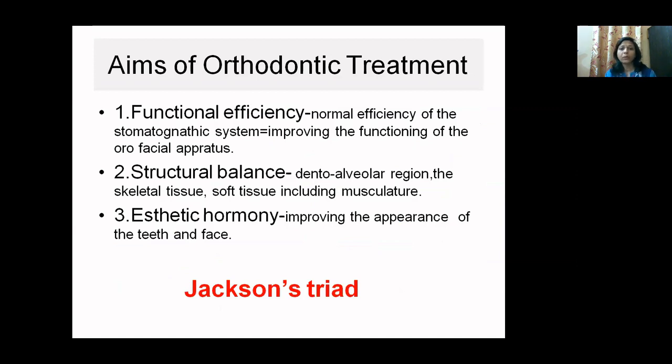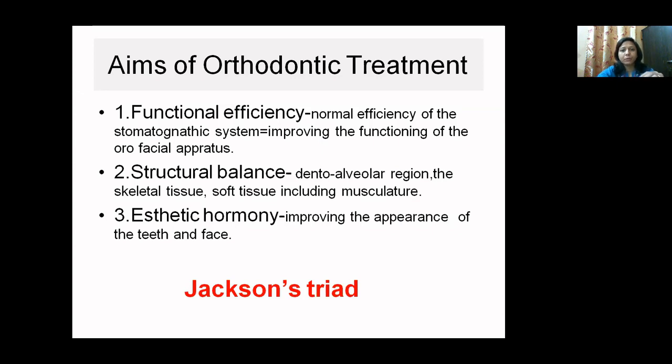What are the aims of orthodontic treatment? The treatment provided should not only satisfy the patient's aesthetic desires but also satisfy certain functional and physiologic requirements. It was Jackson who summarized the aims and objectives of orthodontic treatment, which is known as Jackson's triad. In this triad, the units involved are functional efficiency, structural balance, and aesthetic harmony. Form and function are interrelated.